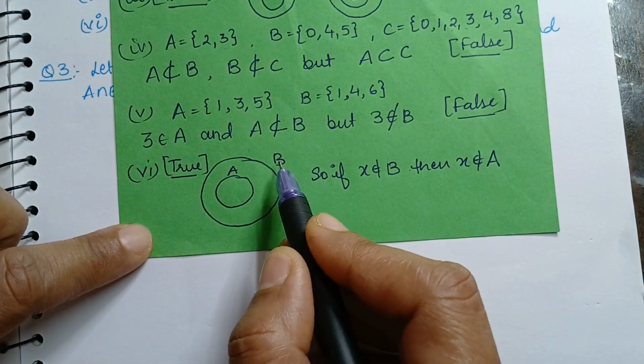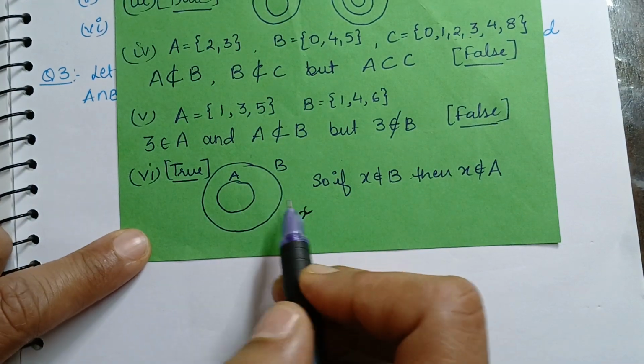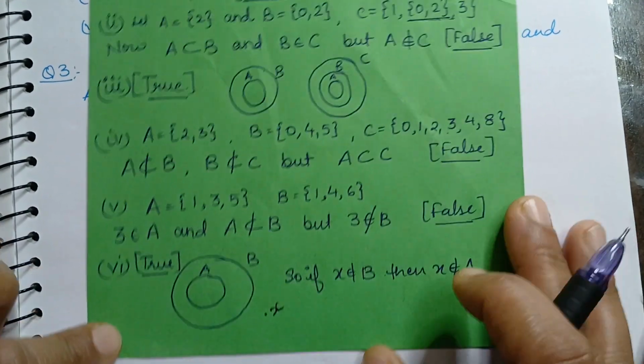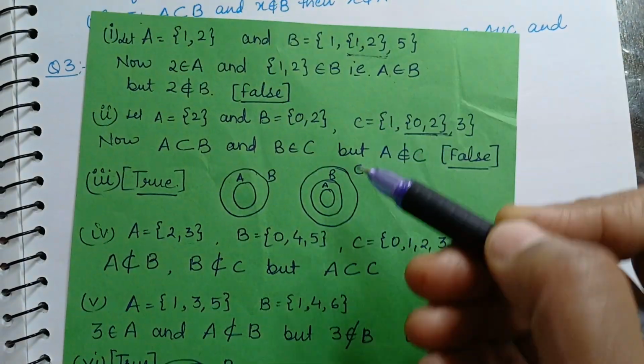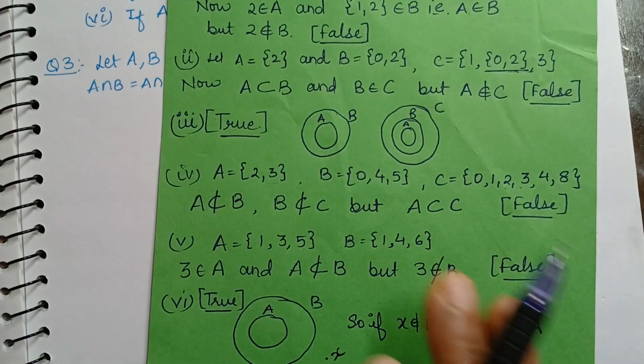So if X is not there anywhere here, it means X is outside. If X doesn't belong to B, it means X is outside. So if it is outside, it means it doesn't belong to A as well. So these are the examples for false statements that you should remember and write true or false accordingly.